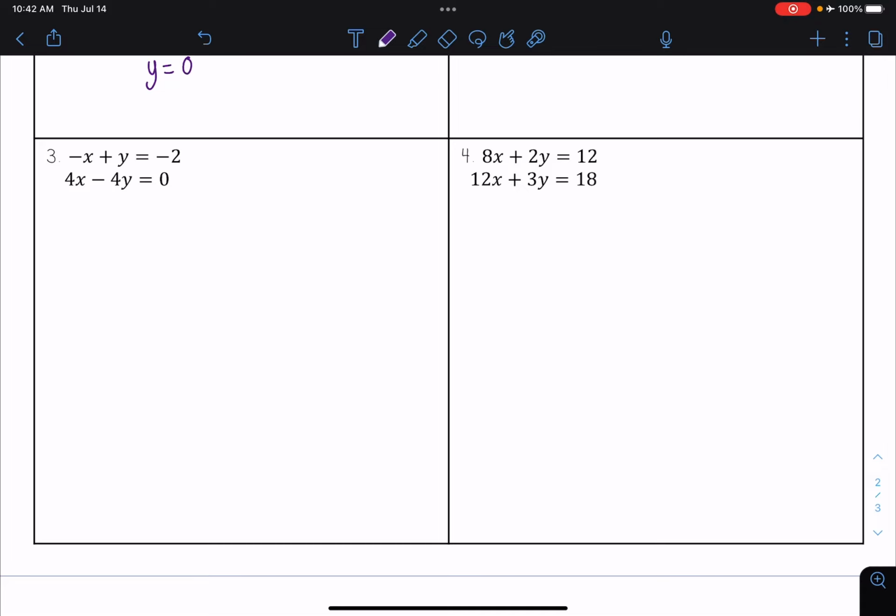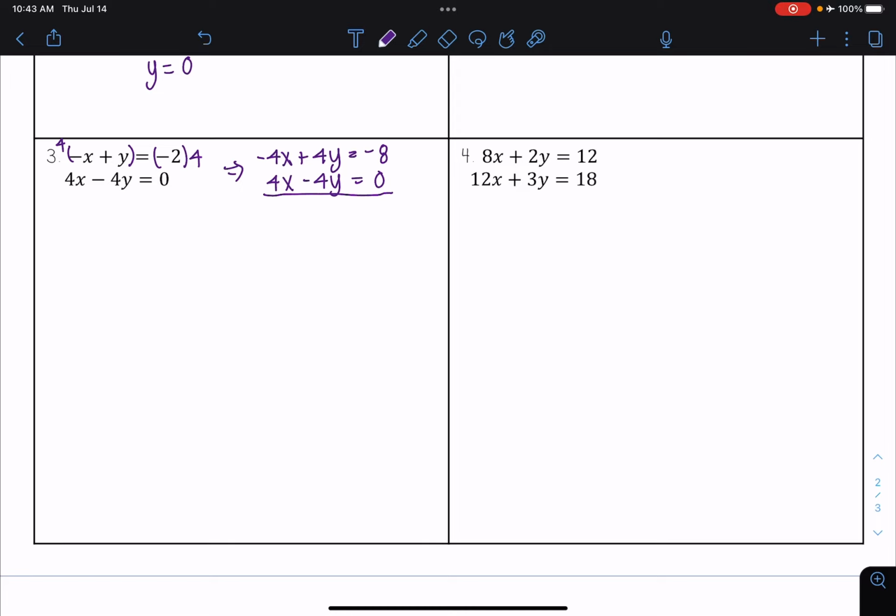I can multiply this top equation by 4 if I want to eliminate x. That way my top equation will have negative 4x while my bottom equation is positive 4x. So when I multiply out by 4, I get negative 4x plus 4y is equal to negative 8. And then my bottom equation, I have 4x minus 4y is equal to 0.